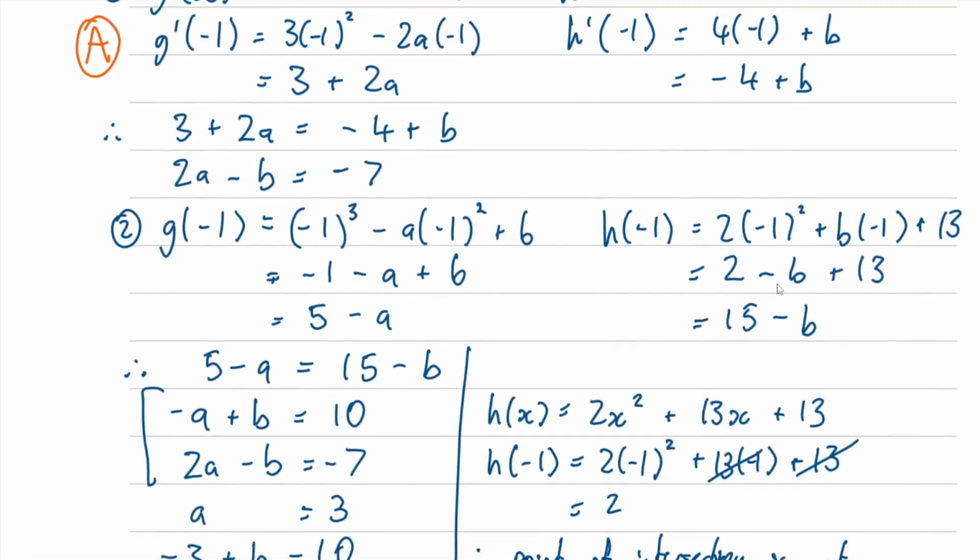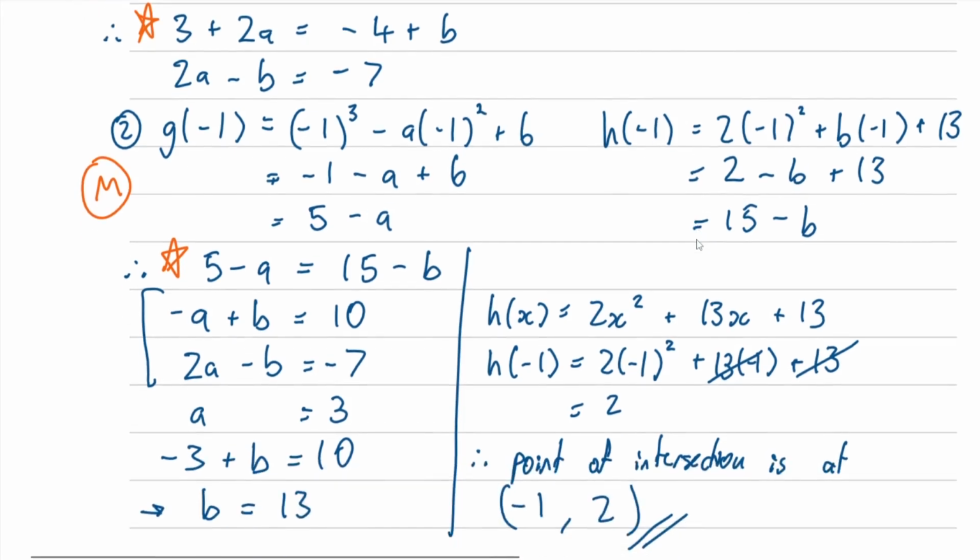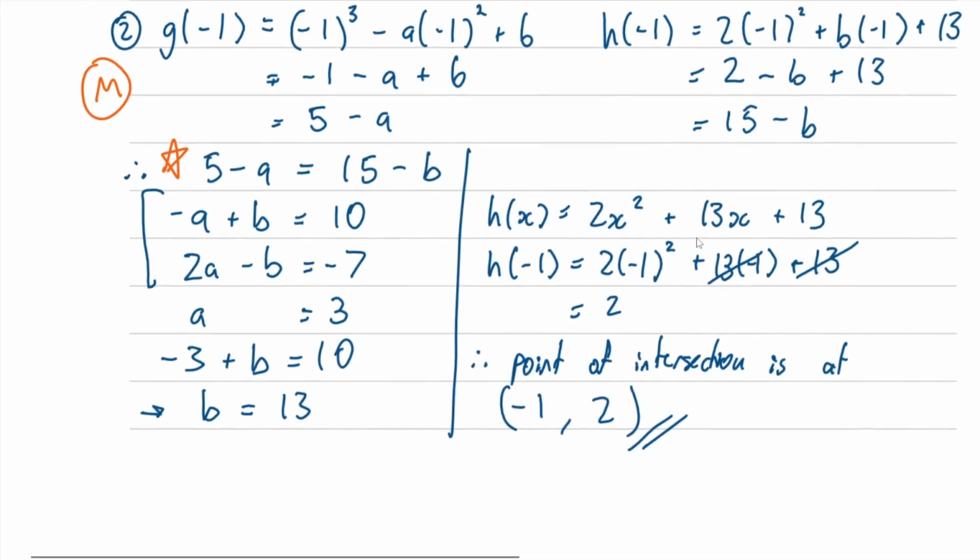But we also formed the second equation, right? g of minus 1 equals h of minus 1. And so in finding both of those equations, that would be merit. And then simultaneously solving for a and b. And then finally finding the point of intersection would be the excellence component.